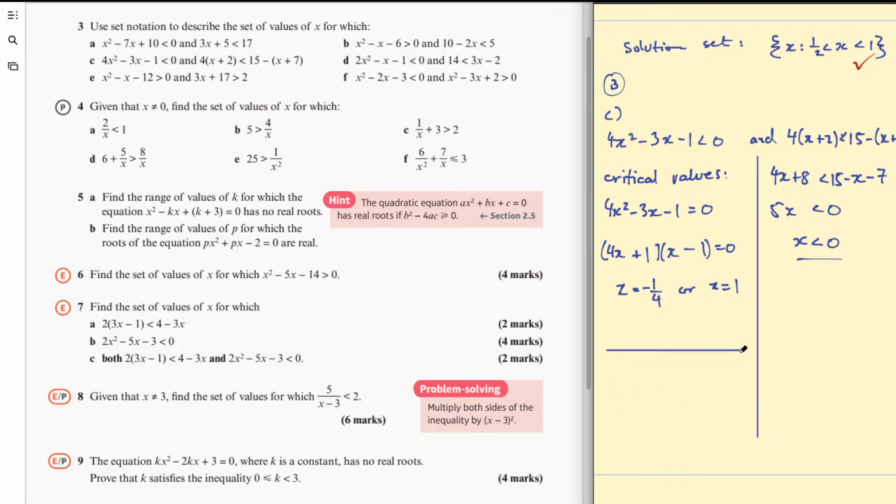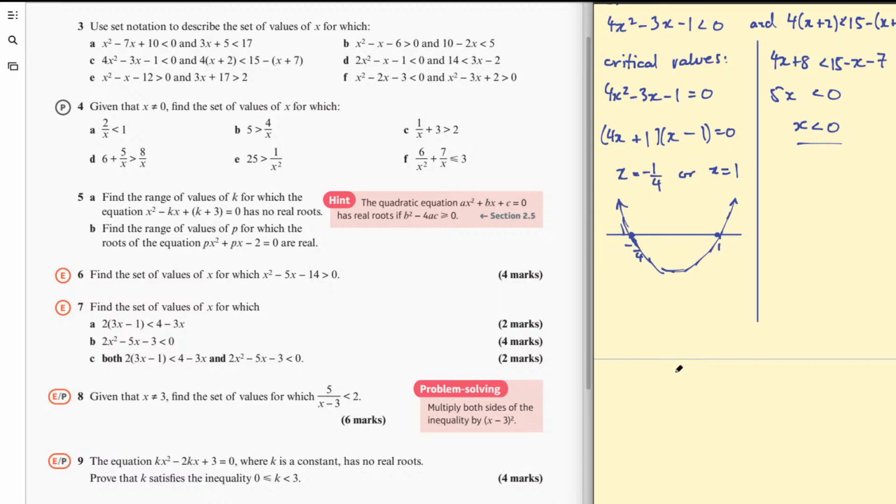Do a quick sketch. So -1/4 and 1 on my axis here. And this is a positive quadratic, so it goes like this. And we want it when this quadratic is less than 0, so it's in here. So for this inequality, we have, actually let's draw our number line now.